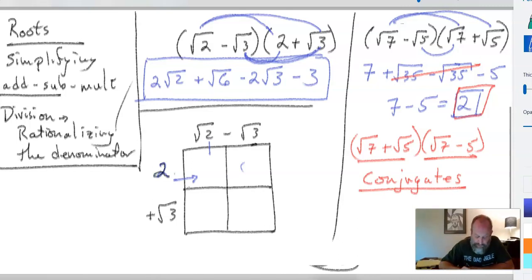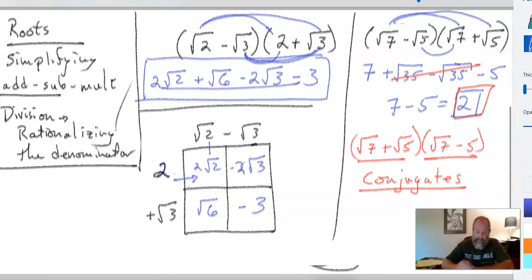There we go. Okay, so if we try this again, 2 times root 2 is 2 root 2. 2 times minus root 3 is minus 2 root 3. Root 2 times root 3 is root 6. And minus root 3 times root 3 is minus 3. And if you notice here, these are actually all of the same terms I have up here. And all you have to do now is write them down. What's nice about this is this gives you a nice in-between step for collecting like terms and things like that, because it makes it a little more obvious that they're there in the first place.